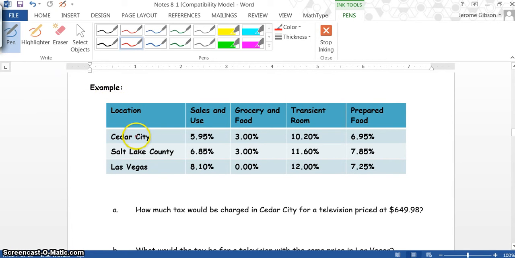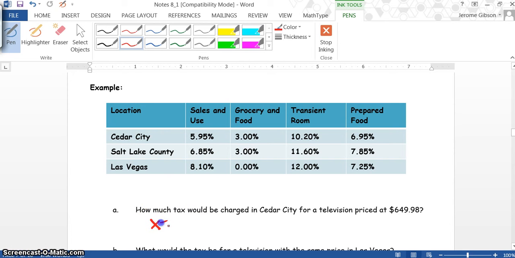Now we have the example. We have all these values here. And it says here, A, how much tax will be charged in Cedar City for a television priced at $649.98? So we'll go to Cedar City, and we want to do a television price. So what we would end up using here is the sales and use tax, which is 5.95%, because a television doesn't fit under these other categories here. So they want to know how much tax would be charged.